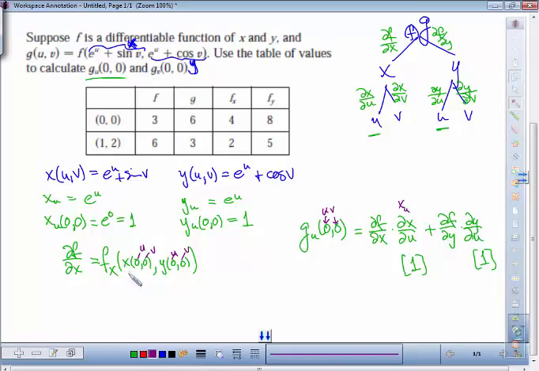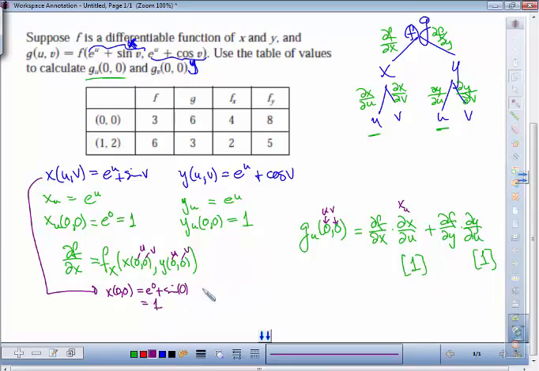And so what we need to do is figure out what x is equal to when u and v are both equal to 0. So I'll do that over here. X of 0, 0. And this is my x function. X is equal to e to the 0 plus sine 0, which is equal to 1. 1 plus 0 is 1.